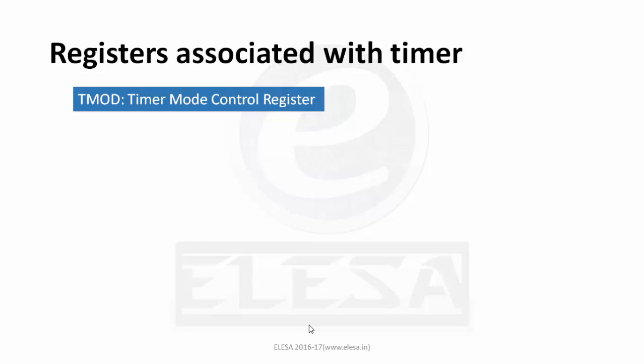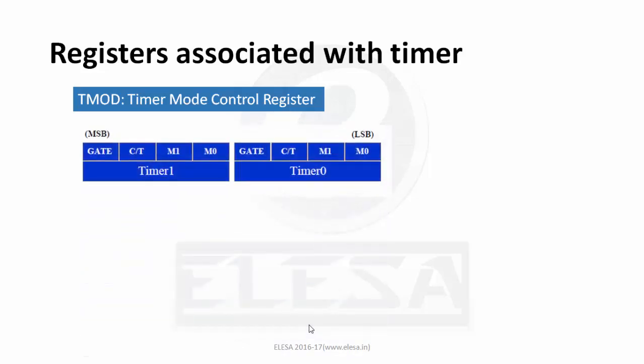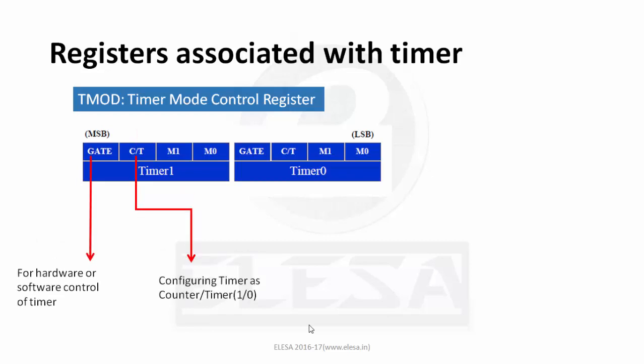The first register is TMOD, that is the timer mode control register. It is an 8-bit register which has the lower 4 bits associated with timer 0 and the upper 4 bits with timer 1. As we have seen earlier, the GATE bit is used to control the triggering of the timer by hardware or software. The C/T bit is used to configure the timer as a timer or as a counter, that is, to count the internal clock pulses, using the timer as a timer. And if we want to count external clock pulses, then it is called timer as a counter.